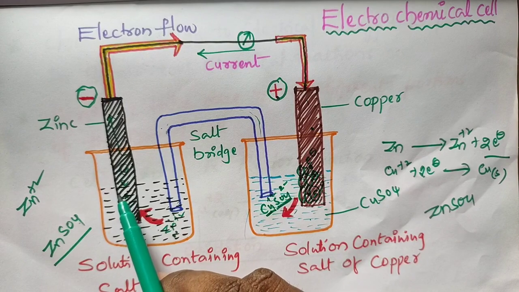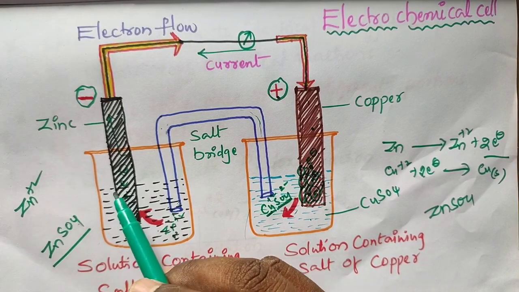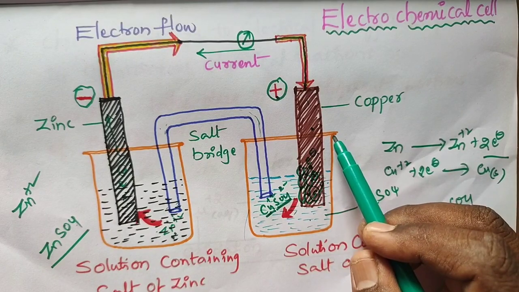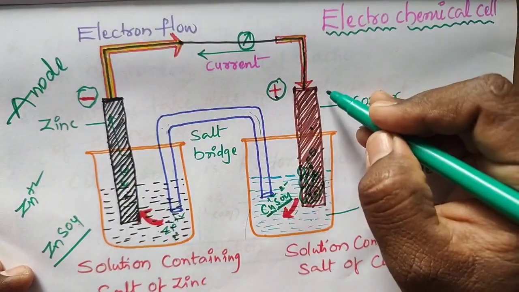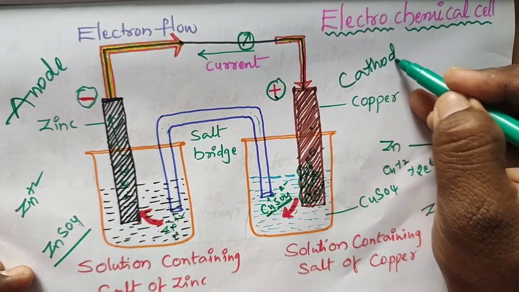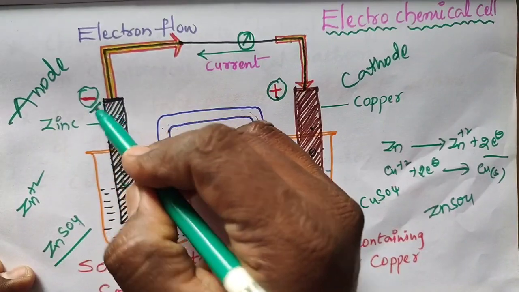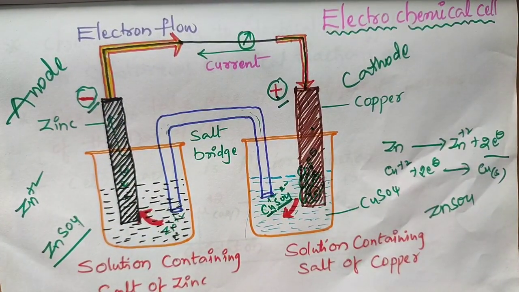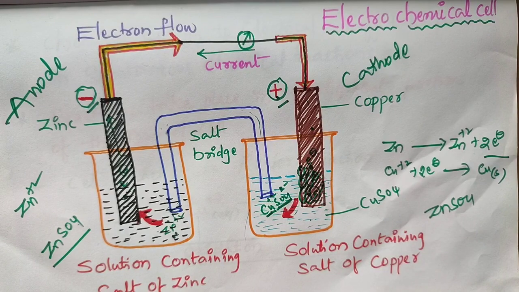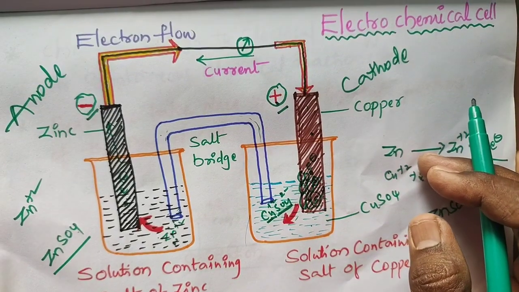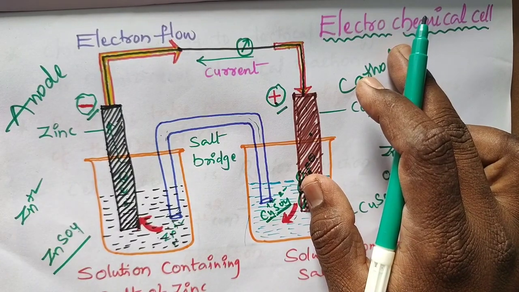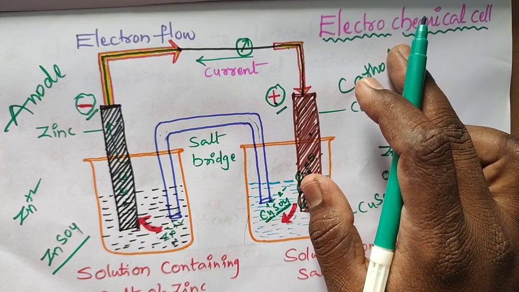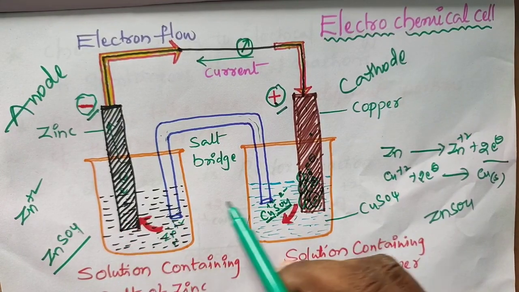What happened in this position? Oxidation takes place. So oxidation takes place at the anode and reduction takes place at the cathode. So this electrode is the anode and this electrode is the cathode. In this galvanic cell, anode is minus and cathode is plus. But in an electrolytic cell, anode is plus and cathode is minus. So both are opposite when comparing the electrolytic cell and the electrochemical cell. The anode charge is minus for the electrochemical cell and plus for the electrolytic cell. Okay, so this is the comparison.